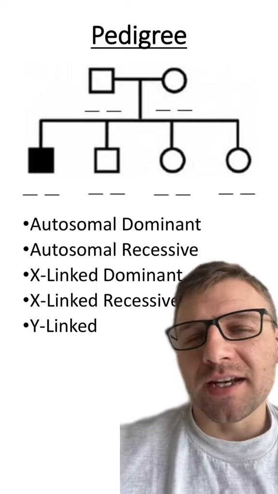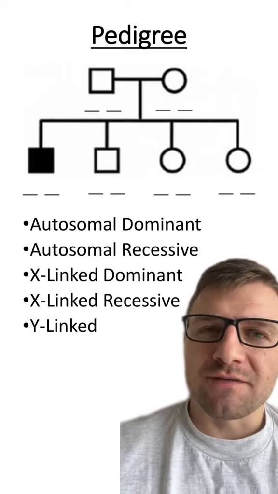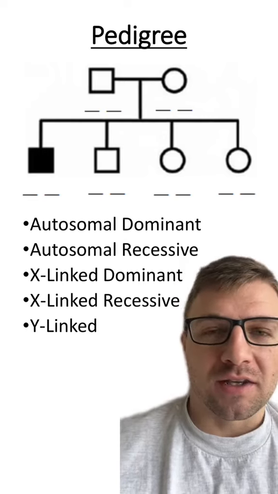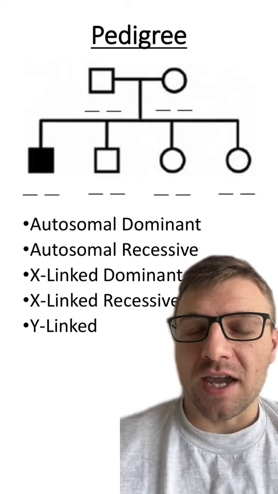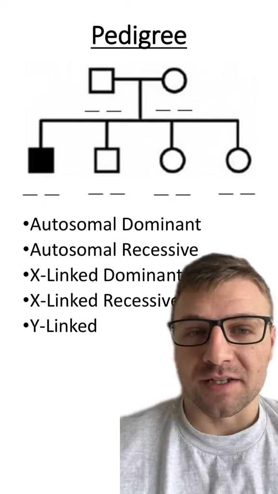Let's figure out what kind of inheritance pattern this pedigree is showing us. Remember that circles represent females and squares represent males. Any circle or square that's shaded in represents an individual who is affected. This pedigree is not going to show us carriers of certain traits. It's just going to show us who has and who doesn't have a specific trait.